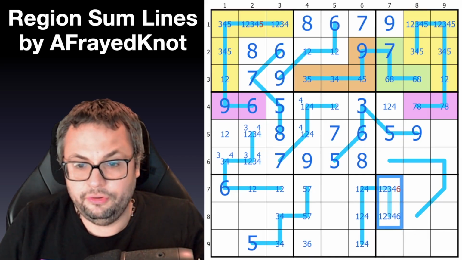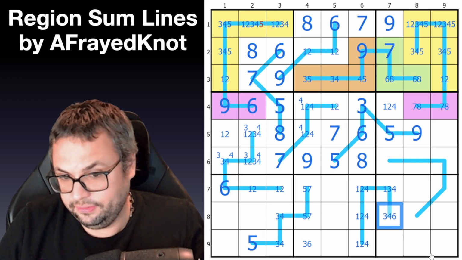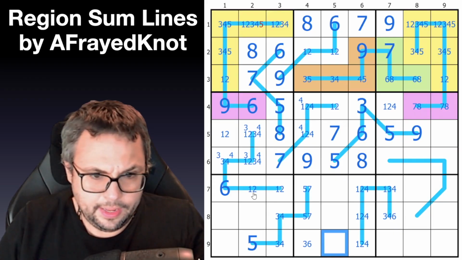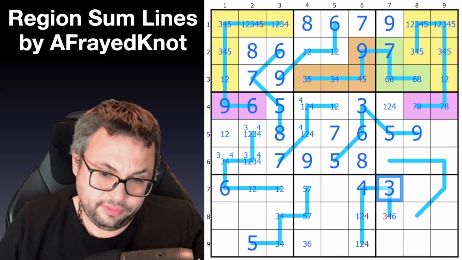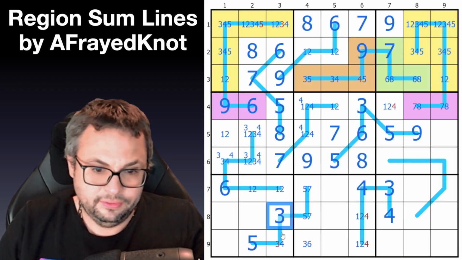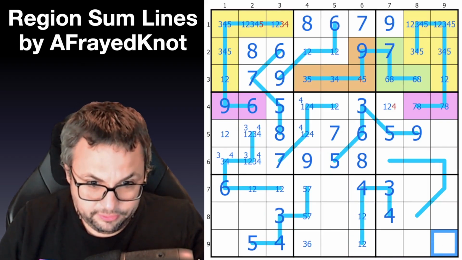We know it's not 2, 5, so there's just no 2 on it. It's either 1, 6, and that's not a 6, so that's not a 1, or it's 3, 4. This 1, 2 pair is helpful because it sorts out that that's a 4 and that's a 3. And ergo, that's a 4. That's a 3 and a 4. These are 1, 2.